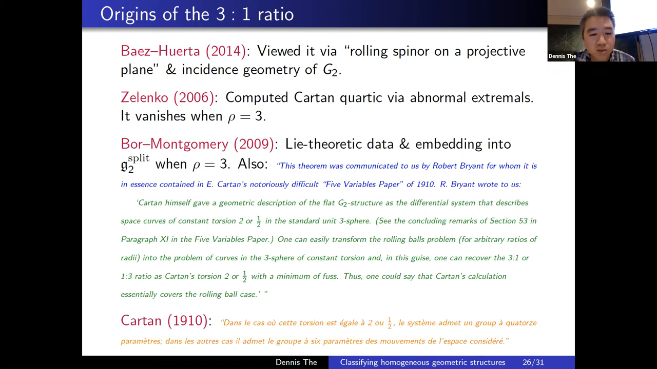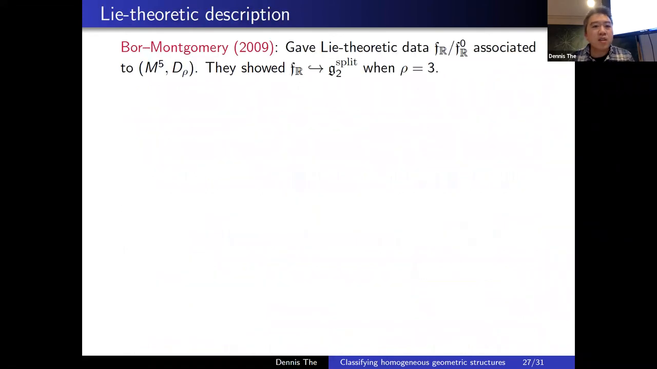So if you look in Cartan, this is what he says. I'll just translate it. In the case that your torsion is 2½, the system admits a 14-parameter group. In the other cases, it admits a 6-parameter group of motions of the space considered. So let's have a look at the Lie theoretic description provided by Bor and Montgomery, 2009. They gave Lie theoretic data, and they showed this embedding when rho is equal to 3.